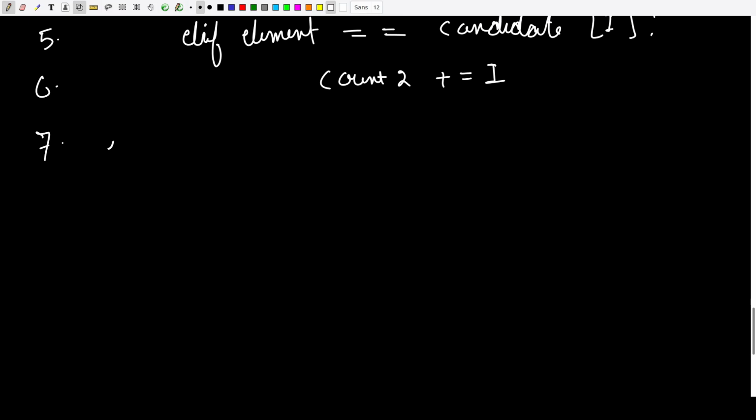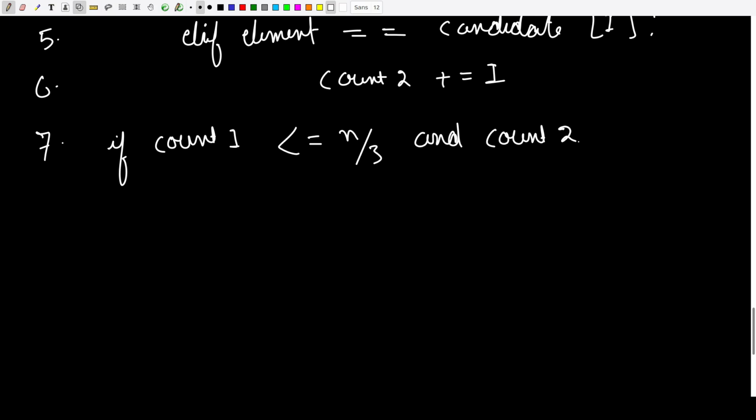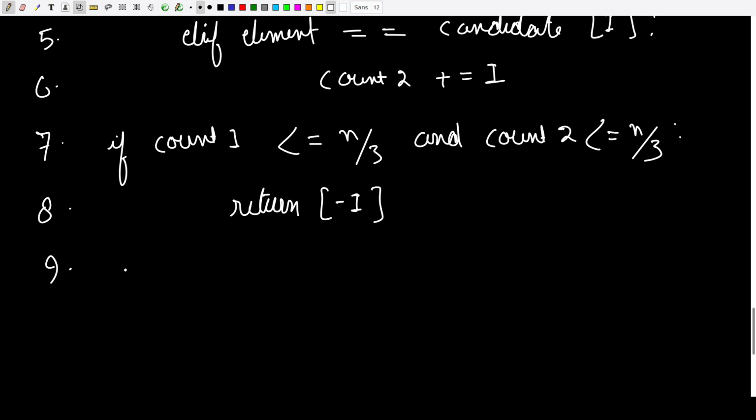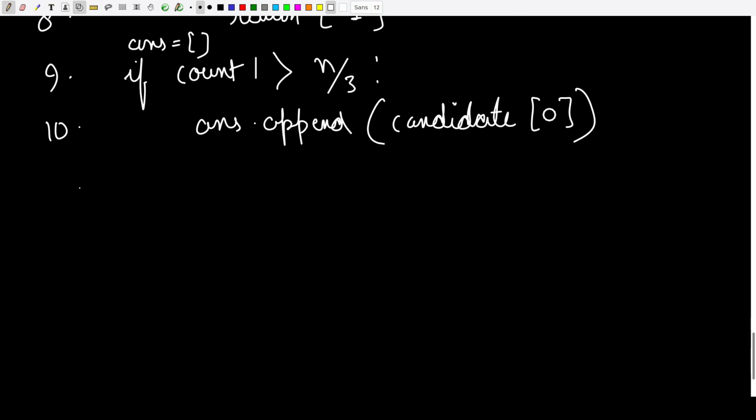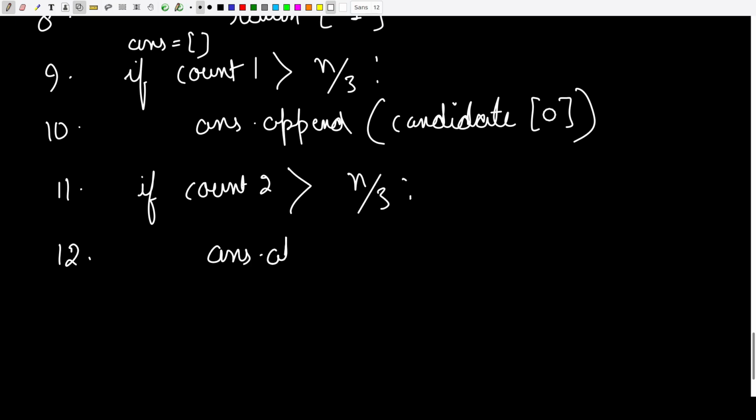Then we are going to check if count 1 is less than or equal to n by 3 and count 2 is less than or equal to n by 3. In such a case, there is no majority element, because of which we can return -1. Otherwise, we check if count 1 is greater than n by 3, and folks, n is equal to the size of the array. And let's take our answer as well. So let's say an answer is there with us. All we have to do is answer.append(candidate 0), and we do the same thing for count 2 as well. So if count 2 is greater than n by 3, then answer.append the second element.